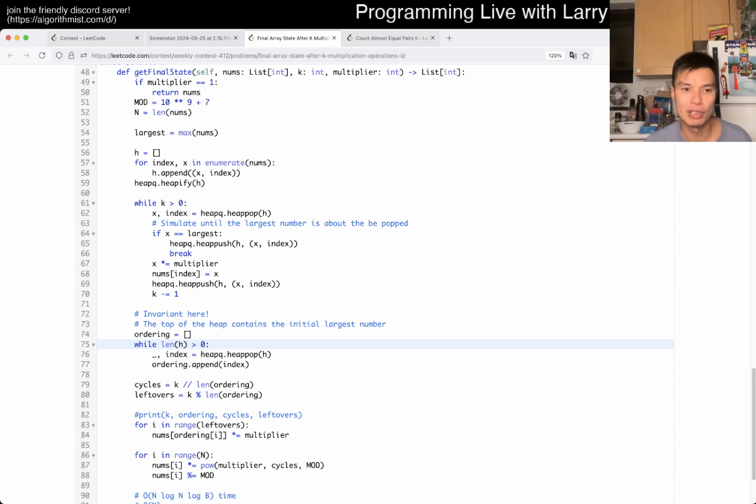And then the other part, of course, is just proving the bounds for some of these things to make sure that it is fast enough.